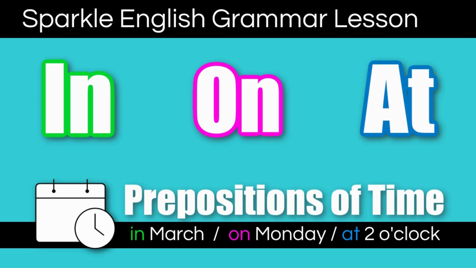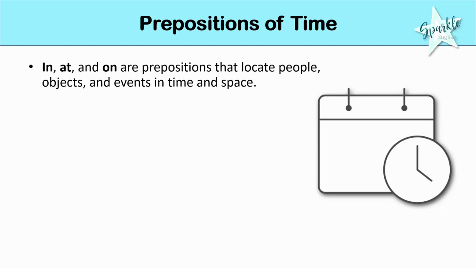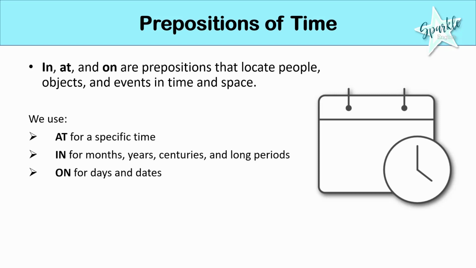In today's video, we're going to talk about the prepositions of time: in, on, and at. In, at, and on are prepositions that locate people, objects, and events in time and space. We use at for a specific time. We use in for months, years, centuries, and long periods. And we use on for days and dates. So let's look at each of these prepositions individually.